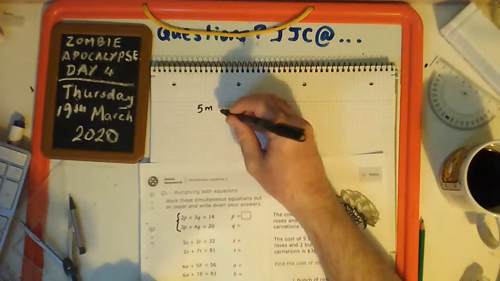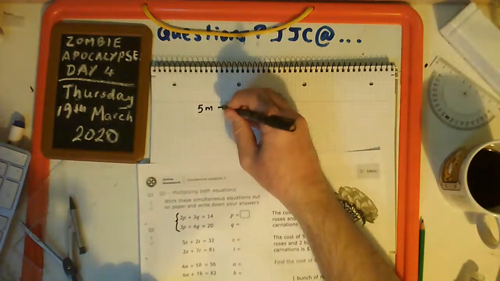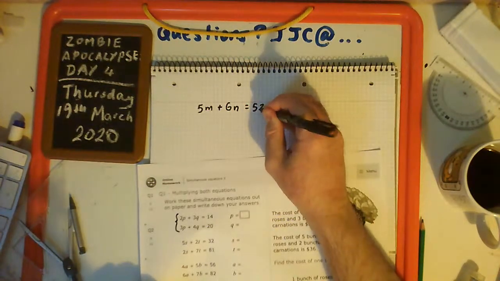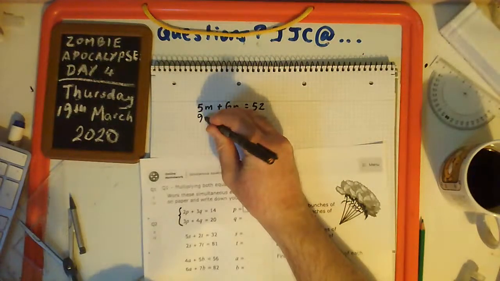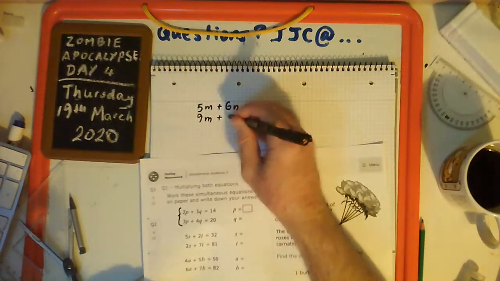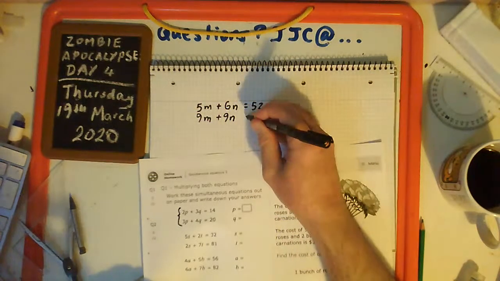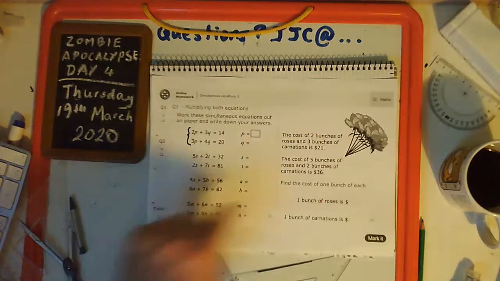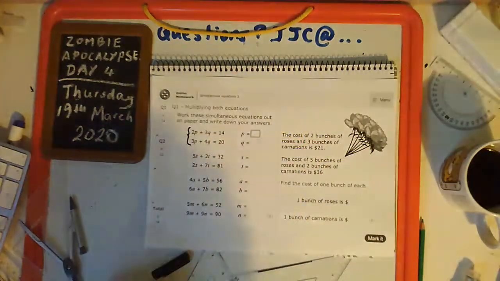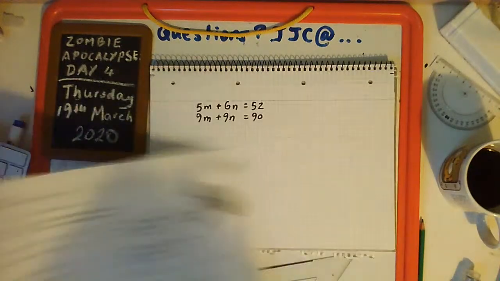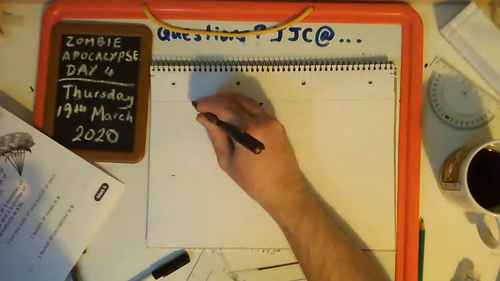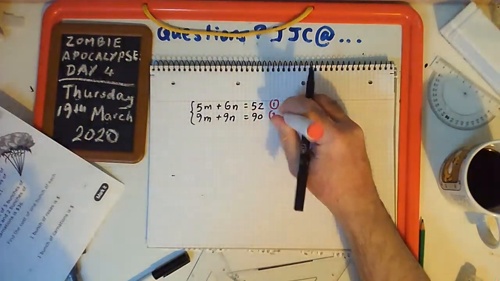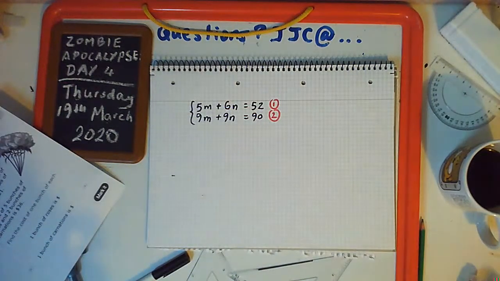So 5m plus 6n equals 52, and 9m plus 9n equals 90. So that's the last, well, there's a word problem, but we'll look at that in a minute. That's the last straightforward one on this sheet. So that's a pair of equations which I'm going to label as 1 and 2, and I want to figure out what m and n are.